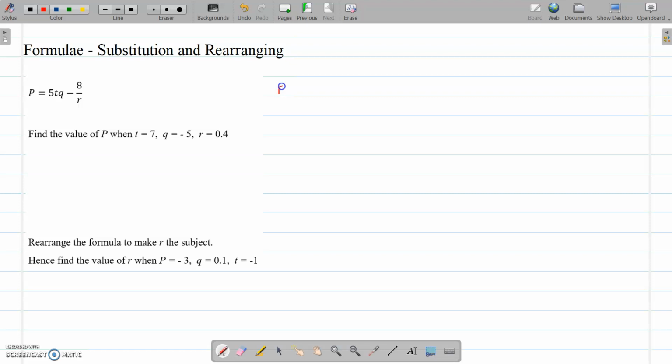Okay, so P equals, and what I'm going to do is literally replace the letters with their values, but each time in a bracket. So rather than write 5 times 7 times minus 5, which I could do, I'm going to write it with each value in brackets, because I can then enter it onto the calculator exactly like this, and then I can enter minus 8 divided by 0.4.